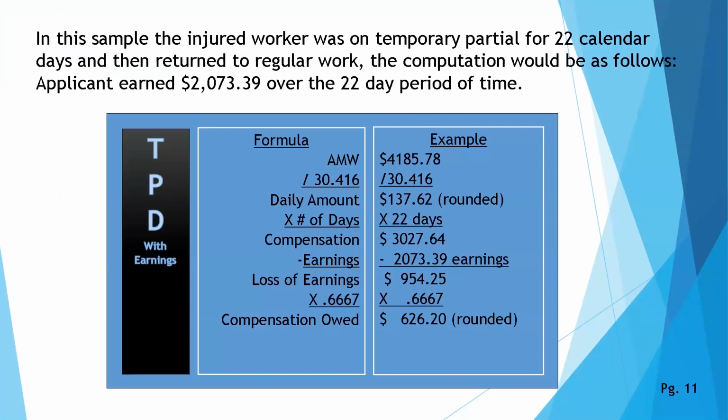The compensation would be $3,027.64, but we have to subtract actual earnings. That gives us a difference of $954.25 in loss of earnings. The claimant would be entitled to 66 2/3 of that, so you multiply times 0.6667, and you get an amount of $626.20 for that 22-day period of time.